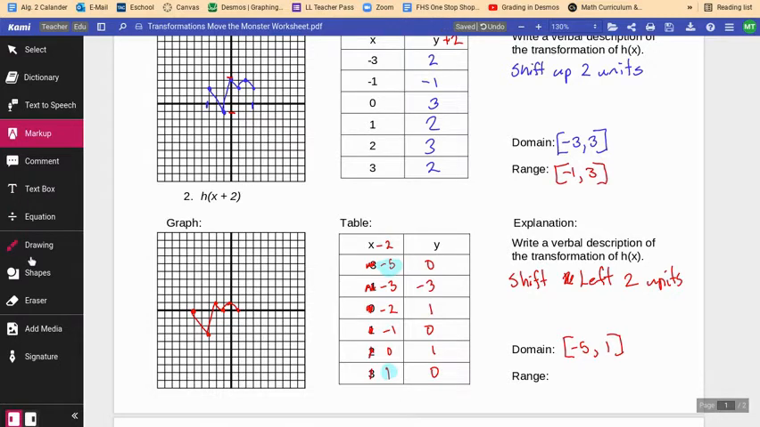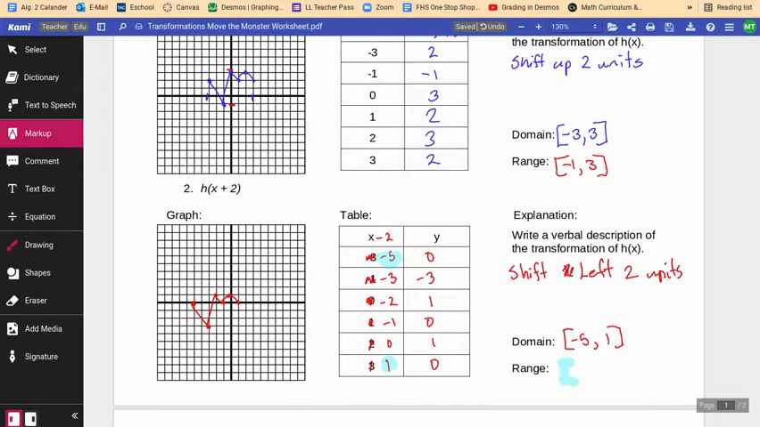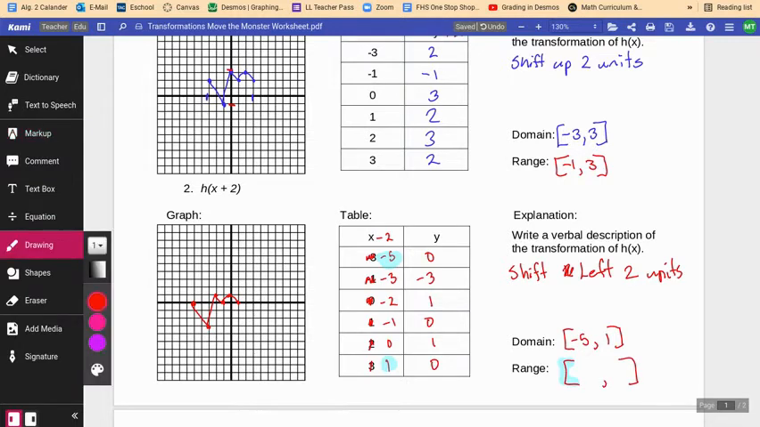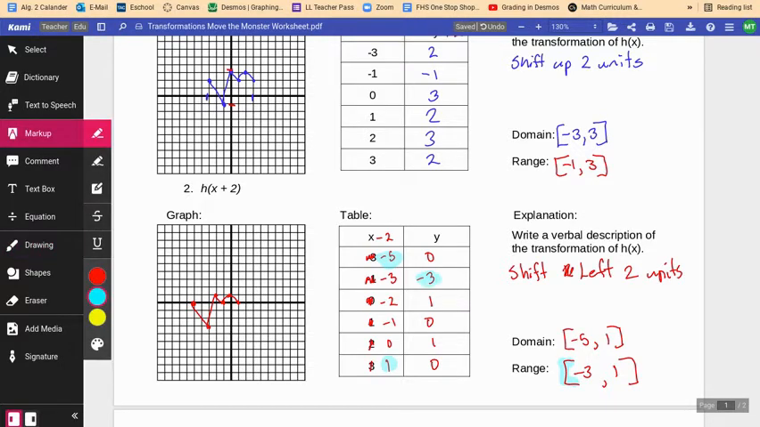And then the range, again, I look at the highest and the lowest value in my range. It looks like a negative 3 is the lowest value and a 1 is the highest value. So again, negative 3, and then I have 2 1s, but they're both the same. So they're both the highest. So just a different way to calculate your domain and range based off of a table. Okay.